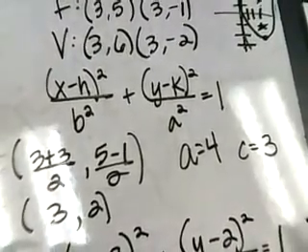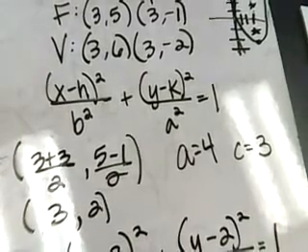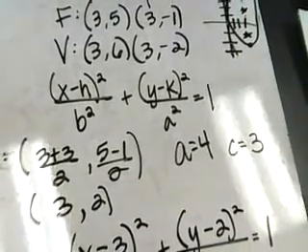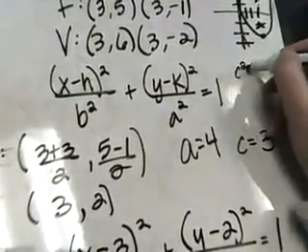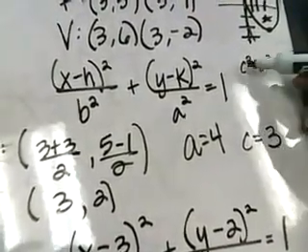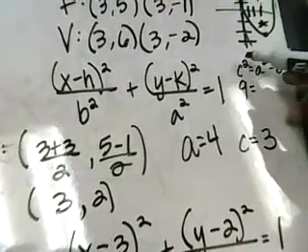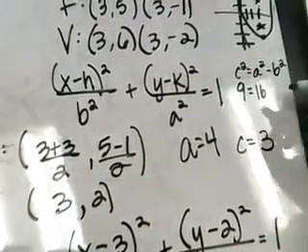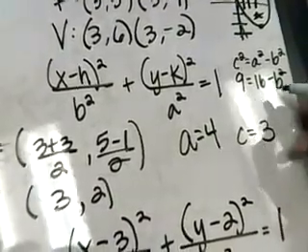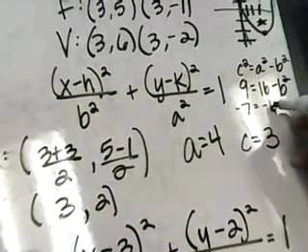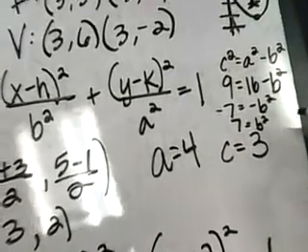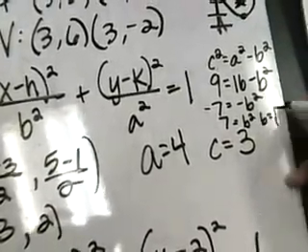Well, if I use the foci formula, remember for an ellipse, let me double check. For an ellipse, that's c squared equals a squared minus b squared. So if you sub what you know in, c squared is 9, 3 squared. a squared is 16, 4 squared. We don't know b squared, but I can get that by itself. That would be negative 7. So b squared would be positive 7. Sorry, I'm running out of room. And b would be the square root of 7.